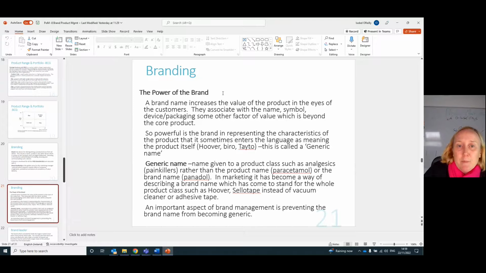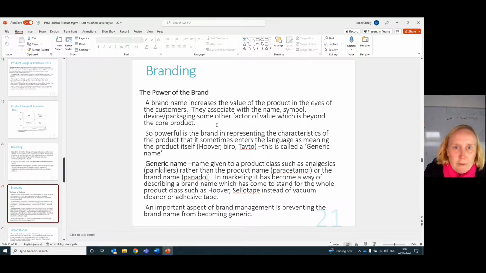So the power of a brand name increases the value of a product in the eyes of the customer. They associate with that brand name, symbol, device, or packaging some other factor of value which is beyond the core product. So powerful is that brand in representing the characteristics of the product that it sometimes enters the language as meaning the product itself. Hoover was originally a particular brand name of vacuum cleaner. Nobody in Ireland says they're going to do vacuuming tonight. Everybody will say they're hoovering. So the brand name Hoover has become a verb.